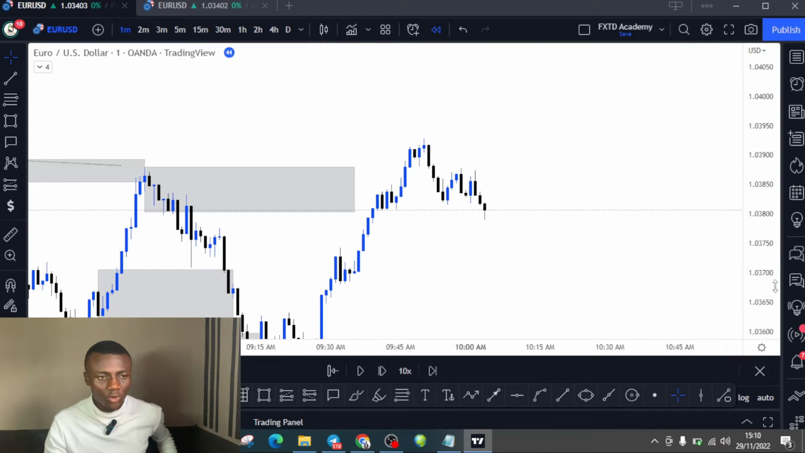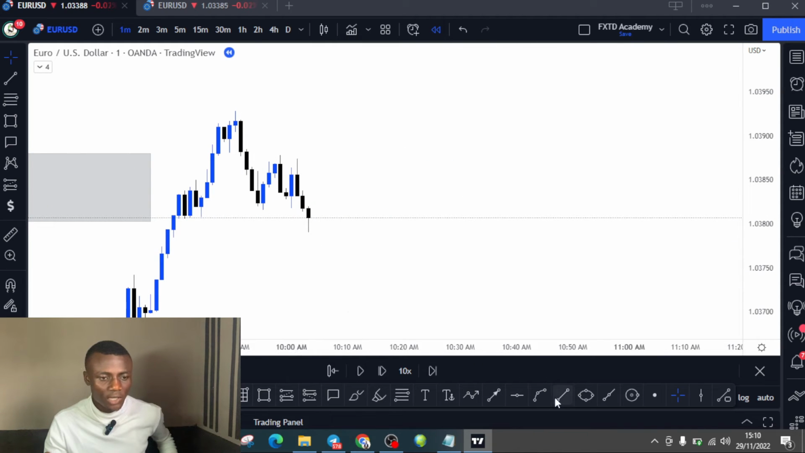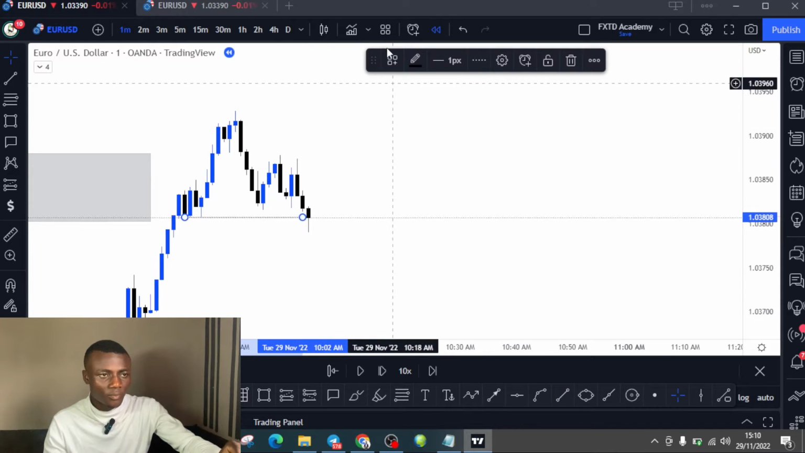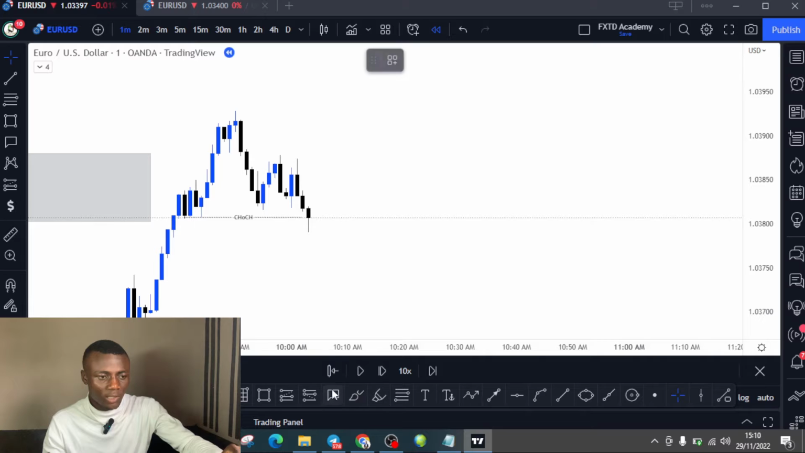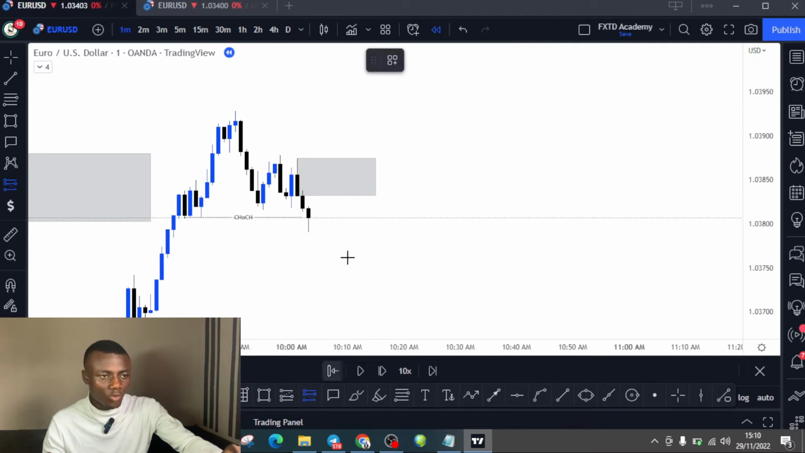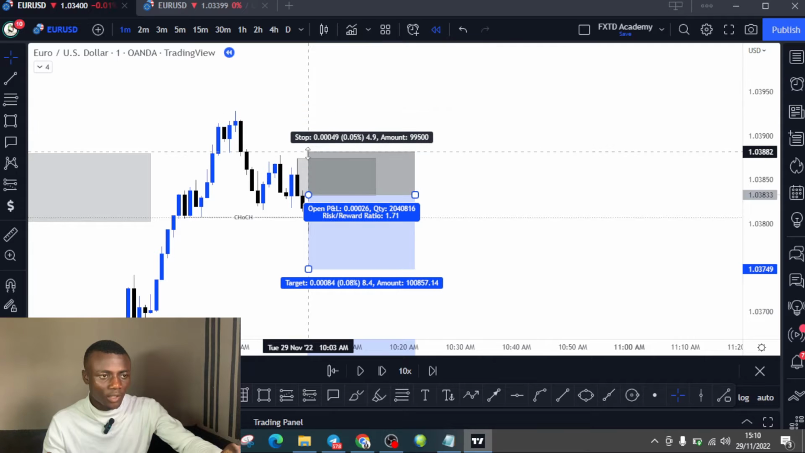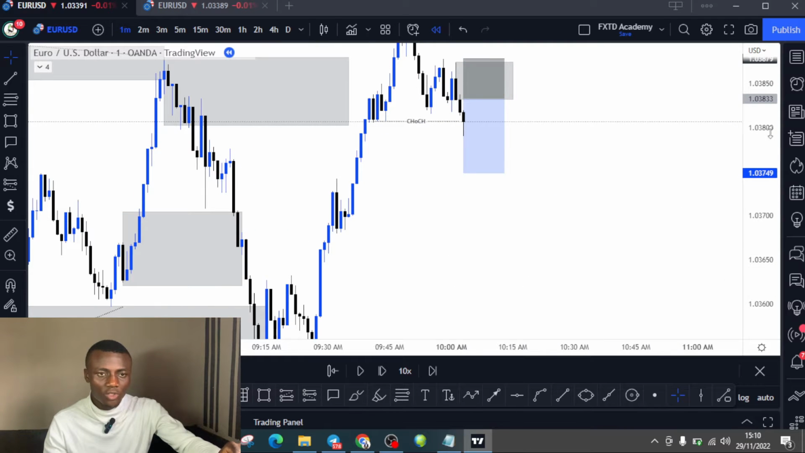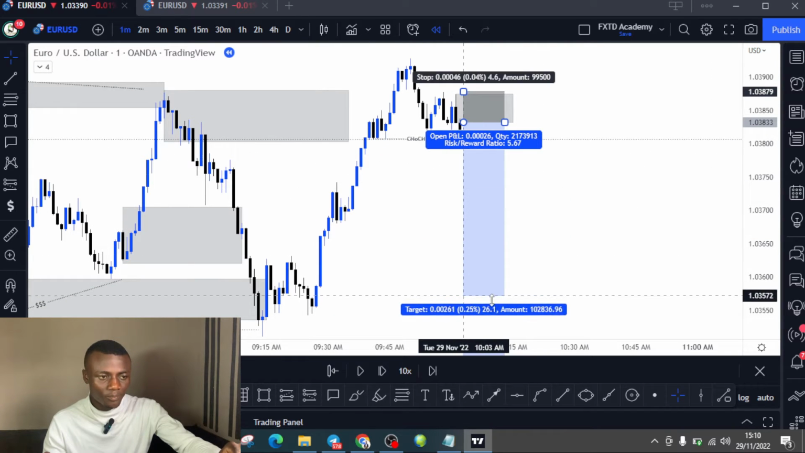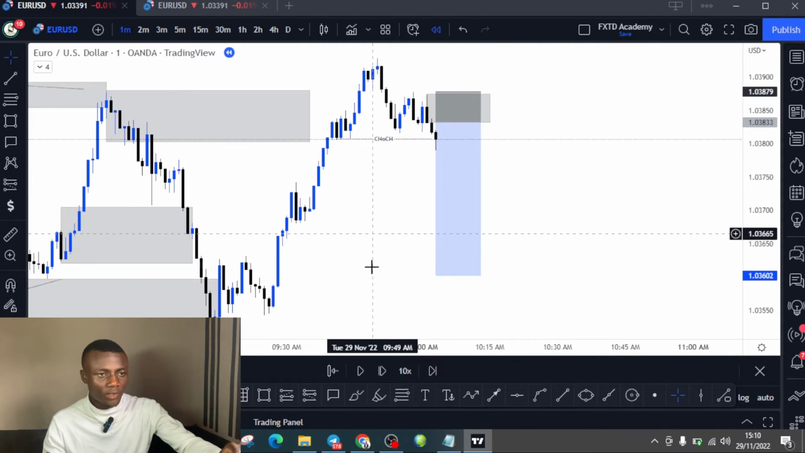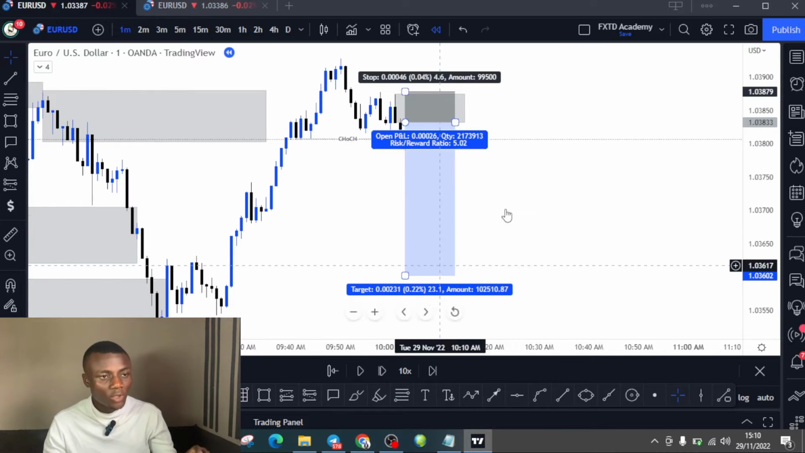Okay, all right, so here we have it. We have a change of character right here. So these are change of character, and so mark that out, and by implication this becomes our entry. So we can choose to enter from here, and our stop loss a little bit above, and our take profit is going to be somewhere here. So let's make it 1 to 5, and let's see how it's going to play out.